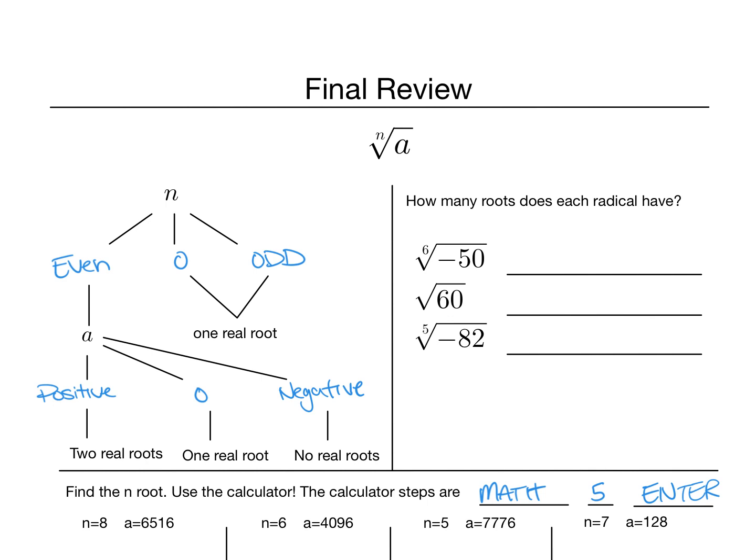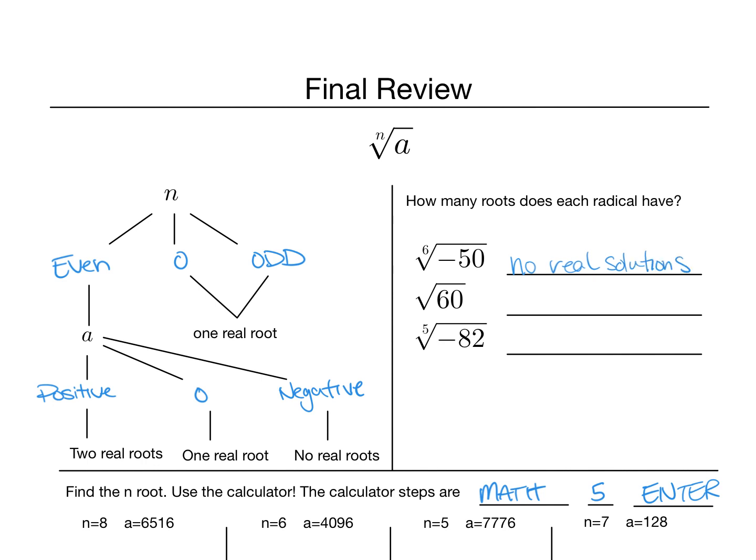So n, in this first example, n is an even number, so we're going to go down to the even route, and now we have to look at a, which is the number inside. We don't really care about the number, we just care about the sign. Then the sign is negative, so we are going to go down the negative route, and there are no real solutions for this particular radical, so no real solutions.